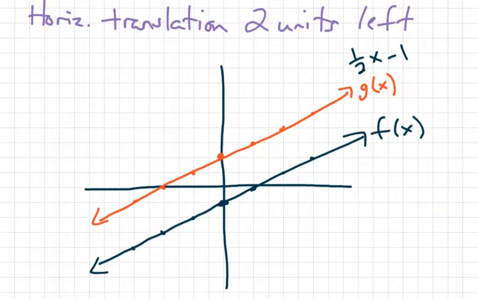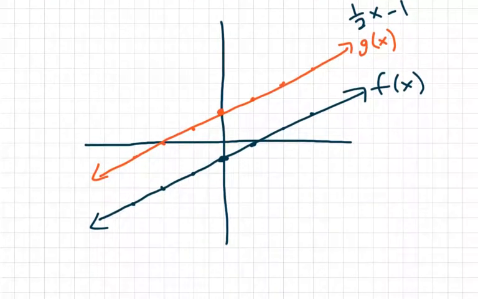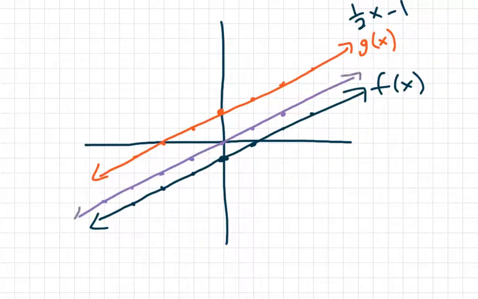Now, number 2 said horizontal translation 2 units to the left. So now I'm going to work in purple. Take each point and go 2 units to the left. Okay, so we'll just keep marking them there. 2 units to the left with each point. And there we are. There is h of x in purple.